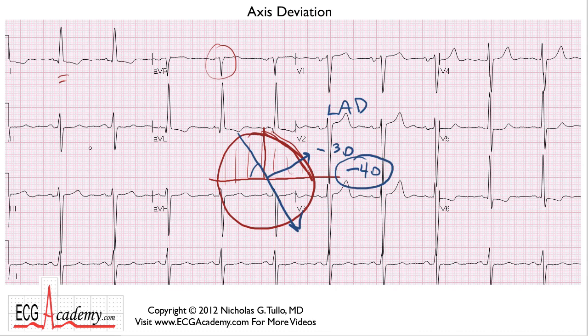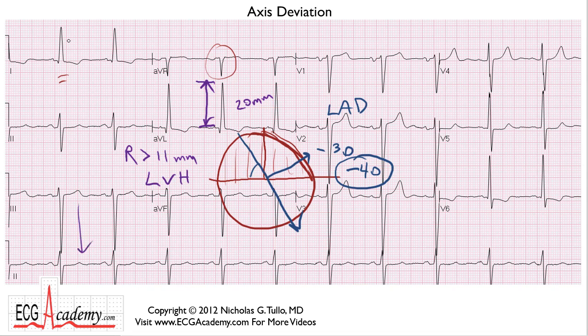Now, why does this patient have a left axis deviation? Well, look at the size of the R wave in lead AVL. If you measure it, it's almost 20 millimeters. And if the R wave in AVL is greater than 11 millimeters, well, that's one of the criteria to diagnose left ventricular hypertrophy. You have several other criteria here that you meet.